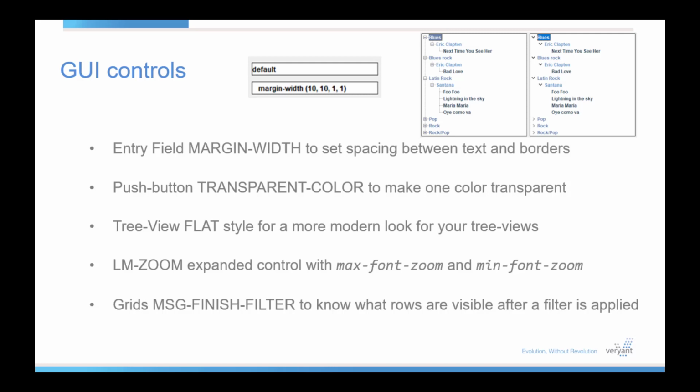We've updated the look for tree views. The screenshots here show the tree view on the left without the flat style, with the plus and the minus signs and the dotted connection lines, and the flat style on the right with the arrows. The LM Zoom Layout Manager can be set in the configuration file to give every window resizing abilities. Now you can control how much the font is altered to make sure it doesn't become too small or too large. And finally, your users can filter out some rows in your grid, and we've added a new event, Message Finish Filter, so you can find out what rows are still visible after they've set a filter.